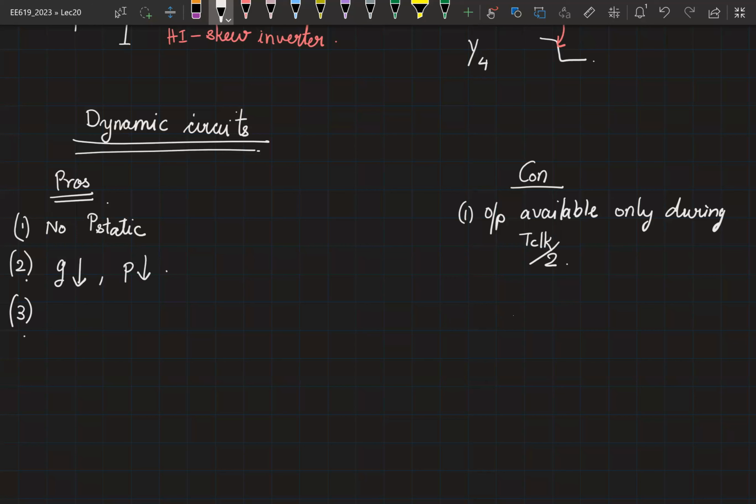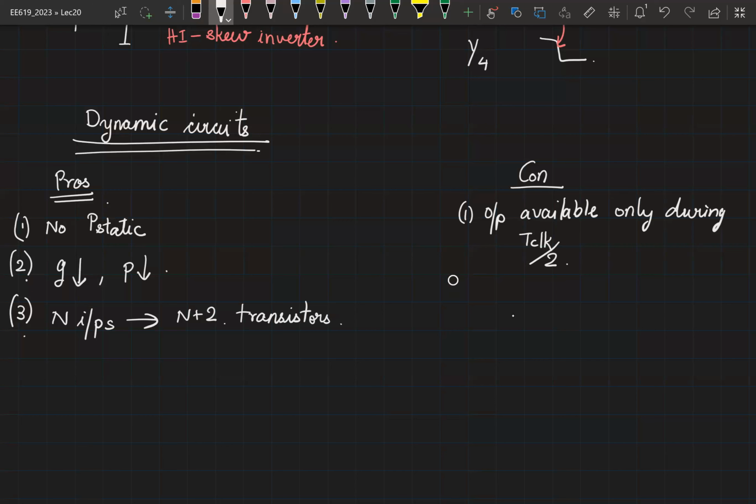Number of transistors. For n inputs, how many transistors do you need to use? You need only n plus 2. And this is compared to 2n transistors in complementary static CMOS implementation. So the number of transistors is also small.